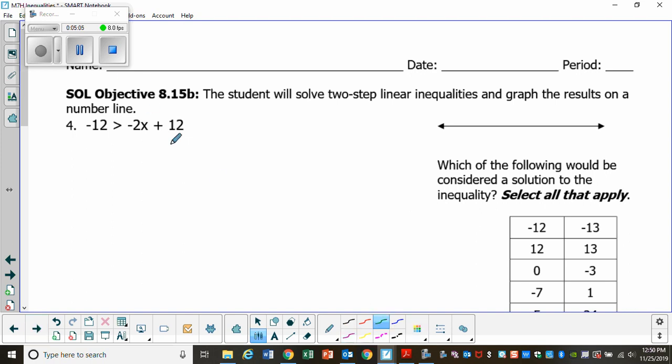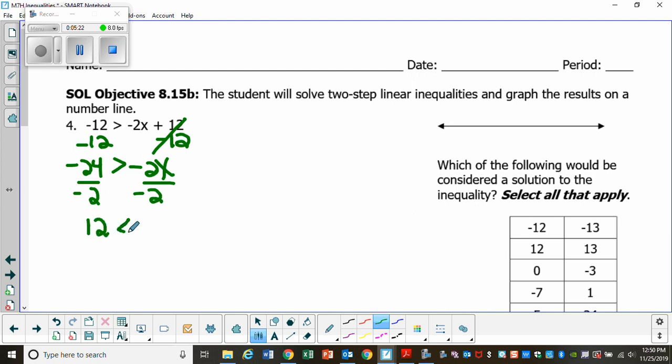Again, we want to use inverse operations. So we're going to subtract 12, subtract 12. These go away because they're opposites. And we're left with negative 24 is greater than negative 2x. So we're going to divide each side by negative 2 because that's the opposite of multiplying. And we're going to get 12 is less than x because, again, the coefficient's negative. So we had to flip the symbol. It started with greater and now it's less.